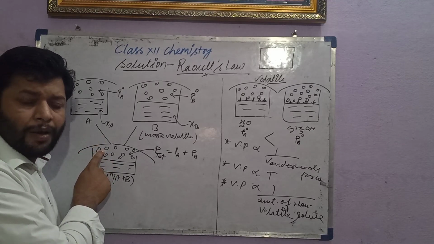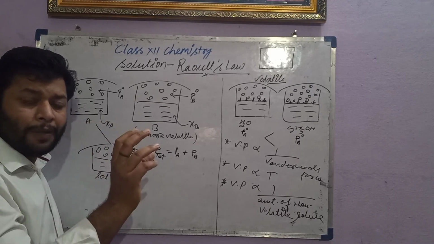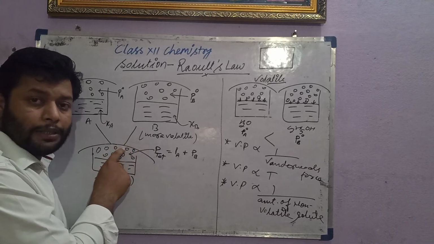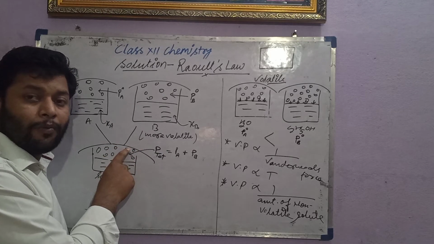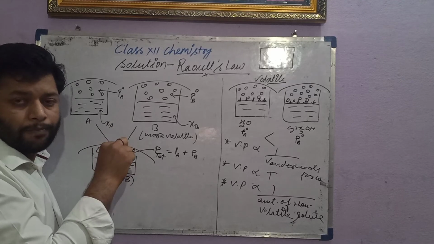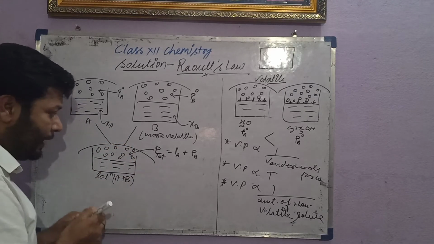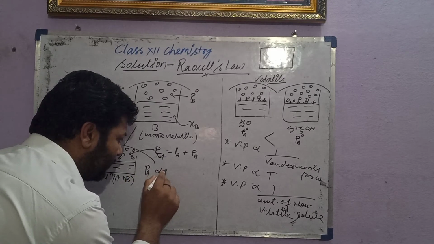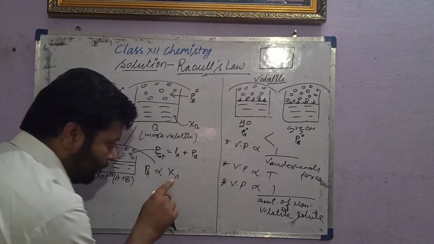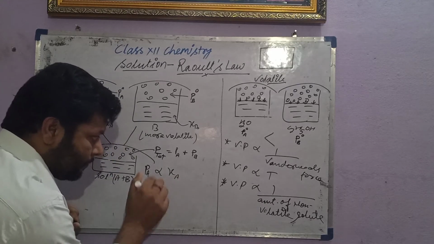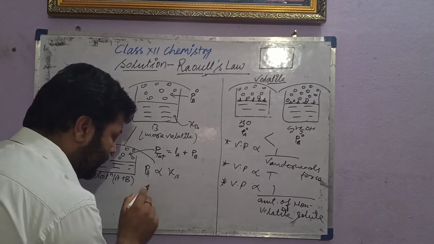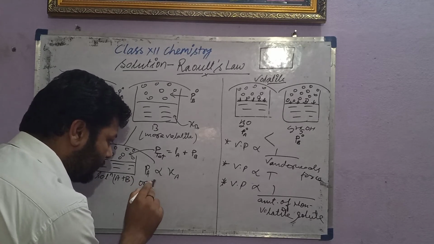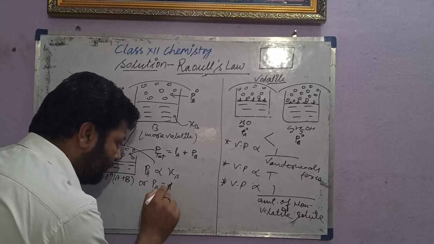The partial vapor pressure of A will only depend upon the vapor of A molecules, and in the same way the partial vapor pressure of B will depend only upon the vapor of B molecules. That's why PA must be proportional to the mole fraction of the same component. Therefore, it can be written as P equal to P naught A.